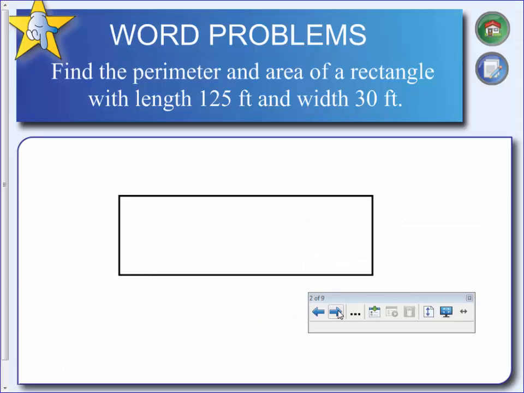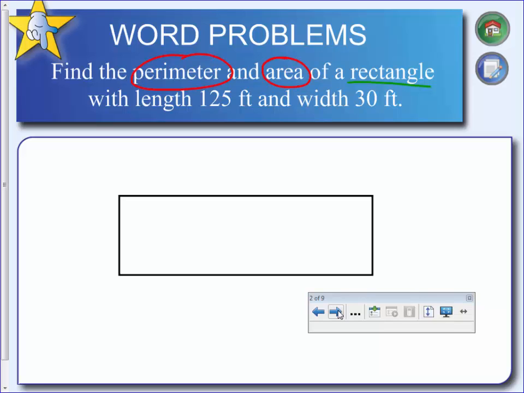Alright, the rest of these examples are word problems. If the shape is not actually drawn out, I would advise that you draw out the shape depending on what they give you. The first one says find the perimeter and area of a rectangle. That's why we just have a rectangle drawn out here. Just take note, sometimes they ask you for more than one answer. So we're going to be finding the perimeter and the area of this shape.